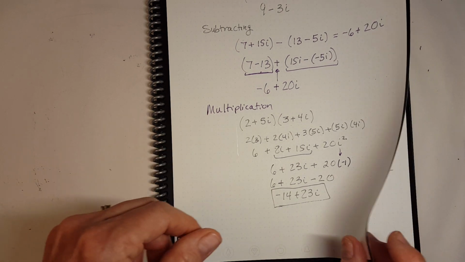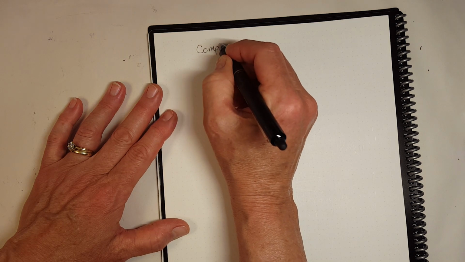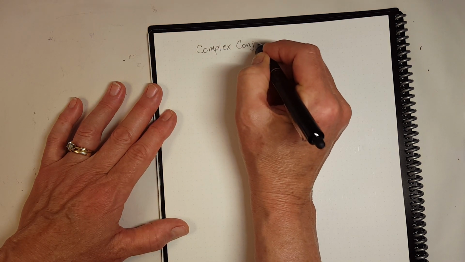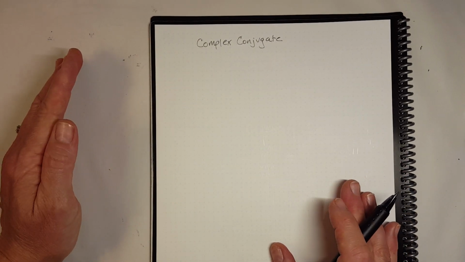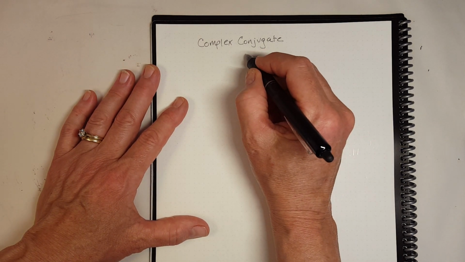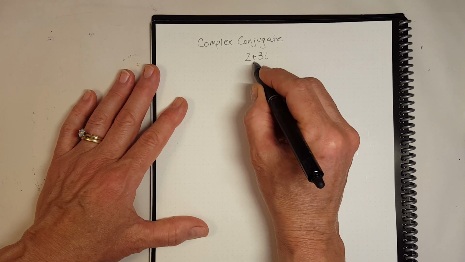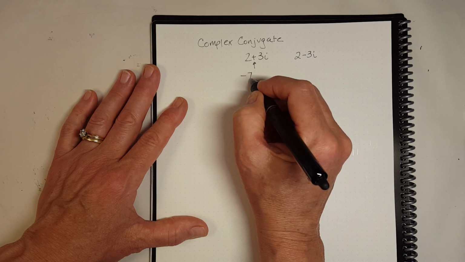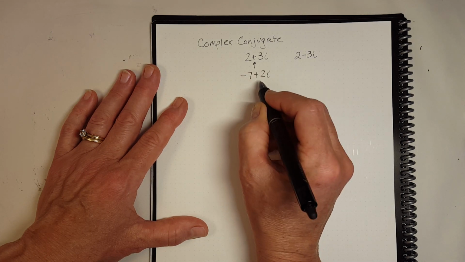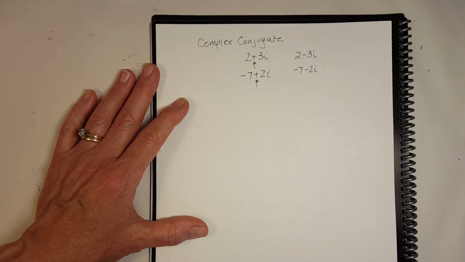And then the last part of the video is division, and division is really understanding multiplying by the complex conjugate. So when we talk about complex conjugates, just a reminder of what this word means. A complex conjugate is a complex number where you change the sign on the imaginary part. So for example, if I had 2 plus 3i, its complex conjugate would be 2 minus 3i. If I had negative 7 plus 2i, I change the sign in the middle, negative 7 minus 2i. These are complex conjugates.